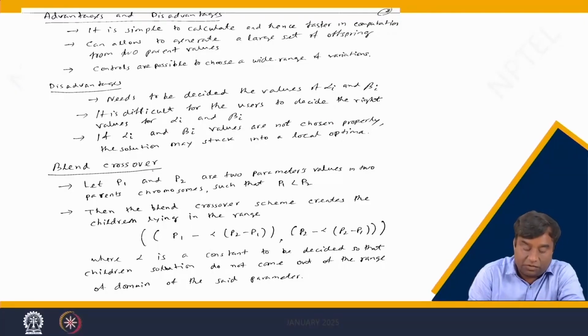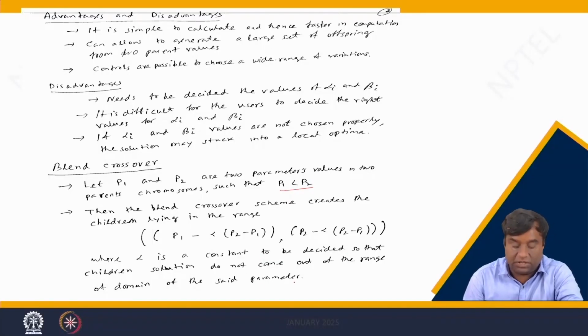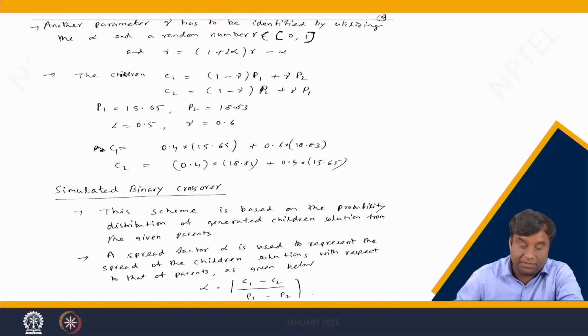Now, another crossover technique for the real coded genetic algorithm. Let P1 and P2 be two parameter values in two parent chromosomes. We assume that P1 is less than P2. Then the blend crossover scheme creates children lying in the range P1 minus alpha times (P2 minus P1) to P2 plus alpha times (P2 minus P1), where alpha is a constant to be decided so that the children's solutions do not come out of the range of the domain of the said parameter.